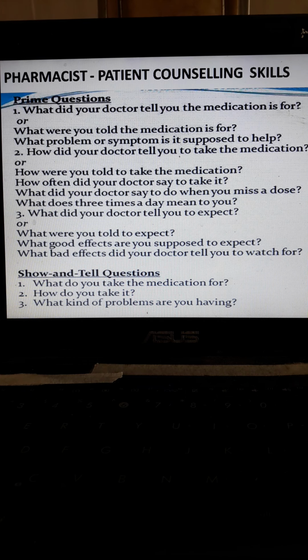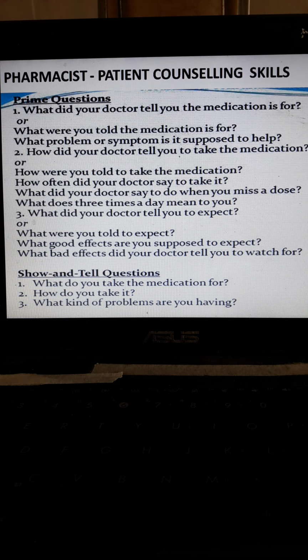As a recap of the previous slide, regarding the questions: what were you told to expect, or what good effects are you supposed to expect coming from the doctor? So you ask the patients if the doctor really gave them information regarding the side effects of the drug. For example, do you experience any nausea and vomiting?